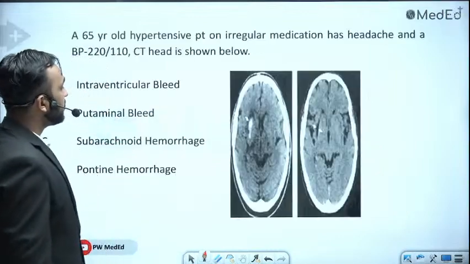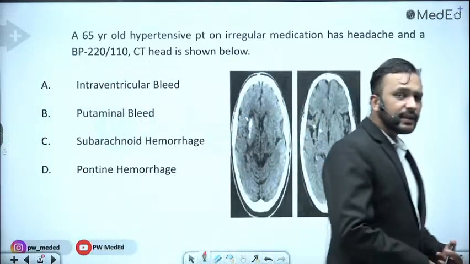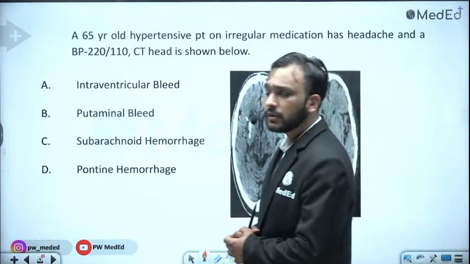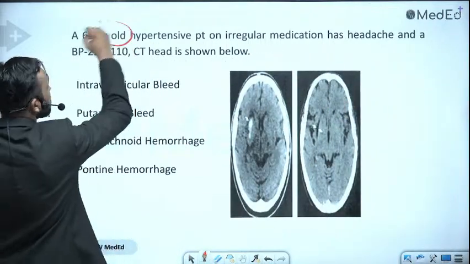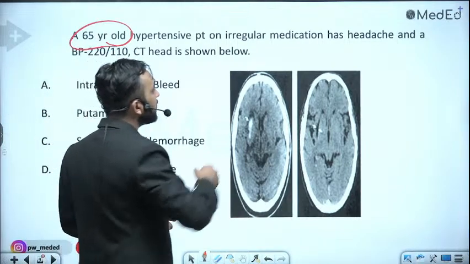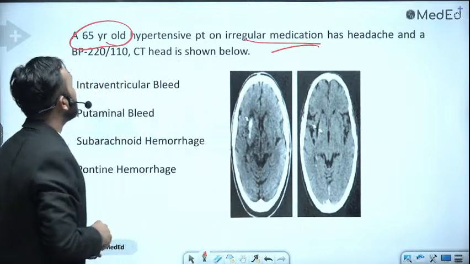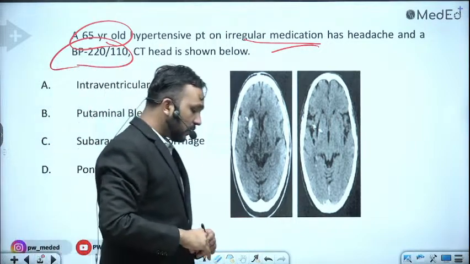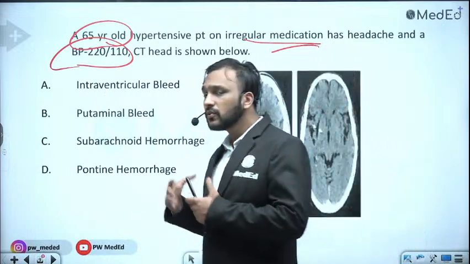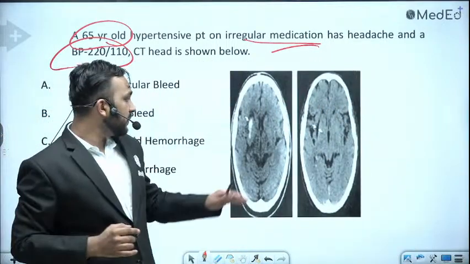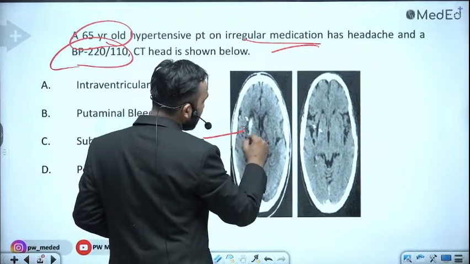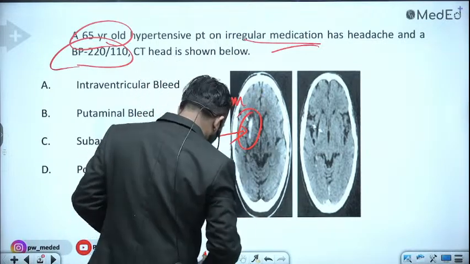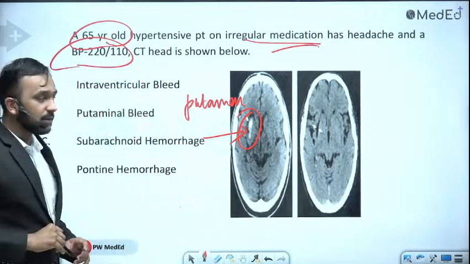So we have discussed how to differentiate between an intra-axial bleed and an extra-axial bleed. Let us have a look at one more question. A 65-year-old hypertensive patient on irregular medication has headache and a BP of 220 by 130. CT head is shown below. The question is enough; we don't need to look at the CT images. But even if we do, we can see an area of hyperintensity within the putamen.